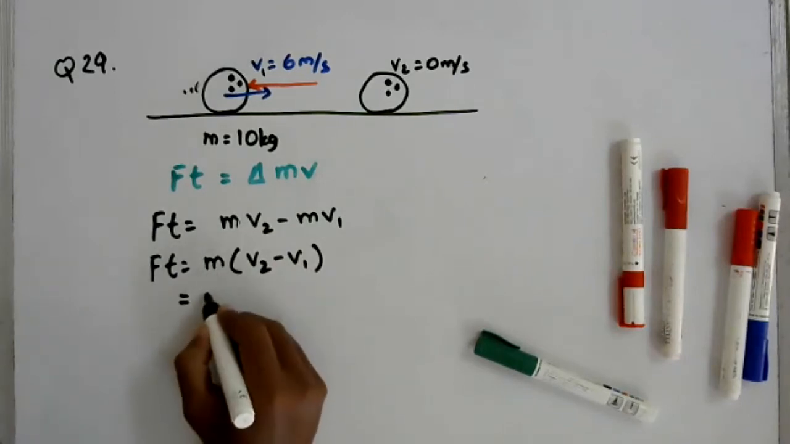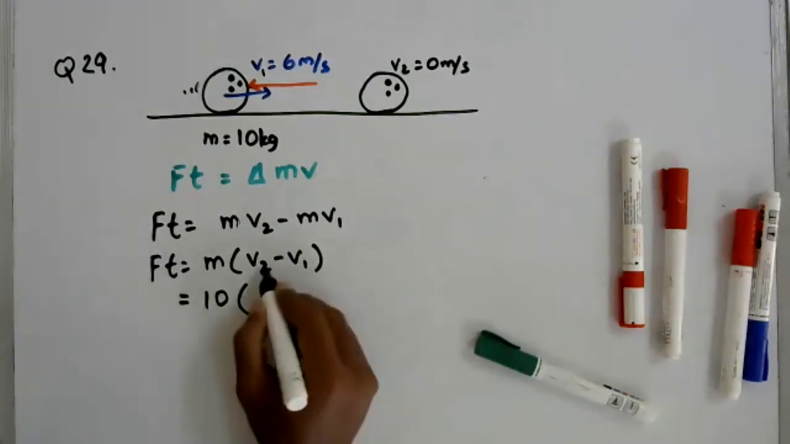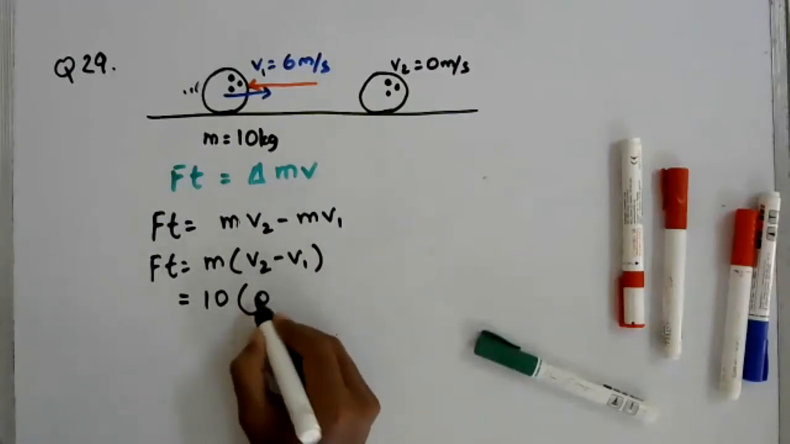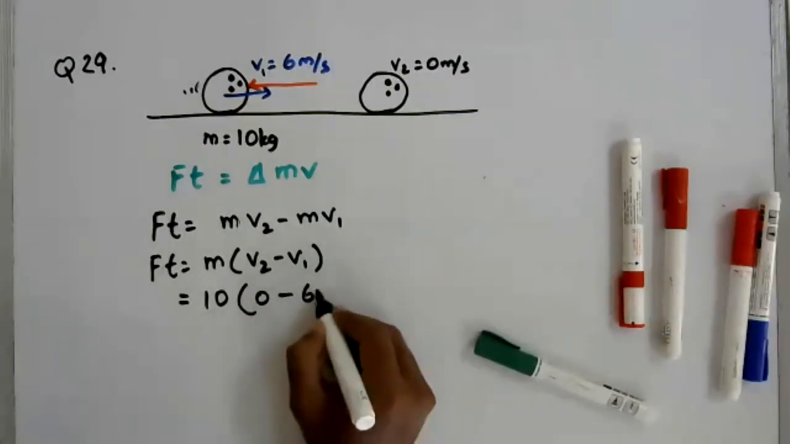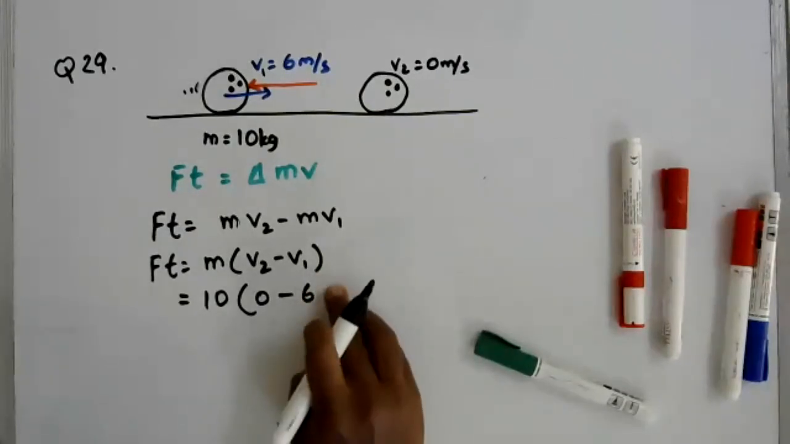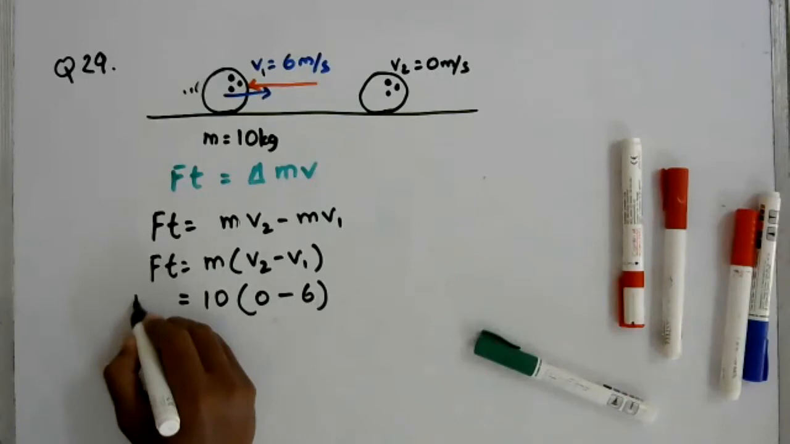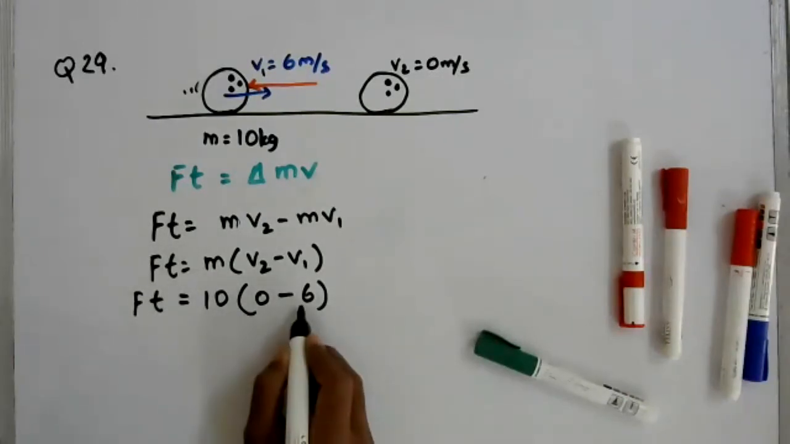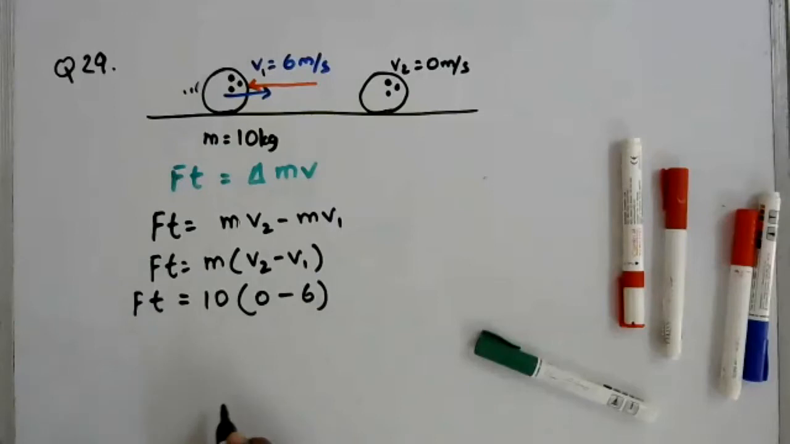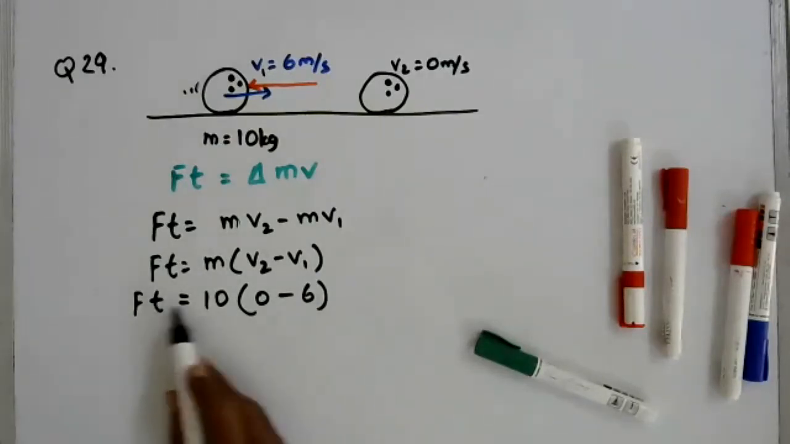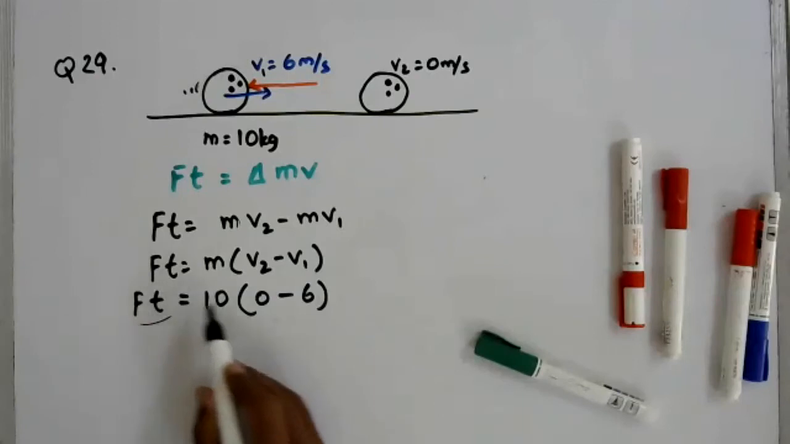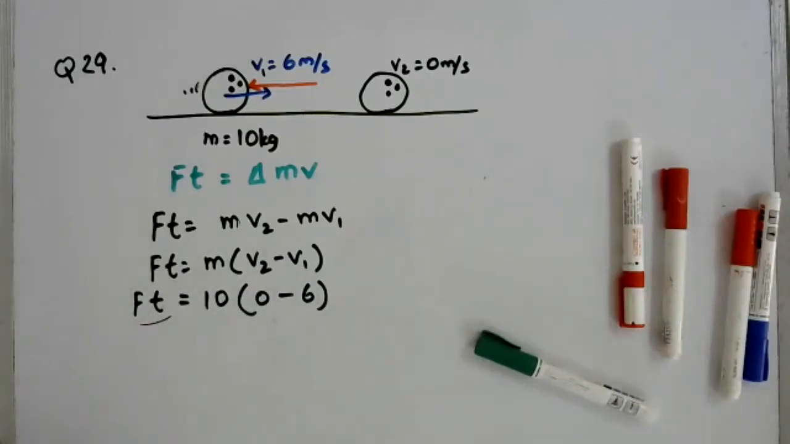Okay, so mass is 10 kilograms. v2 minus v1, where v2 is 0 and v1 is 6 meters per second. I leave out the meters per second because it's velocity, you should be able to figure that out. So if Ft is equal to 10 times (0 minus 6), then what is Ft equal to? One equation, one unknown, you should be able to solve this. Now solve that and send the answer by chat, and then we will discuss the final solution.